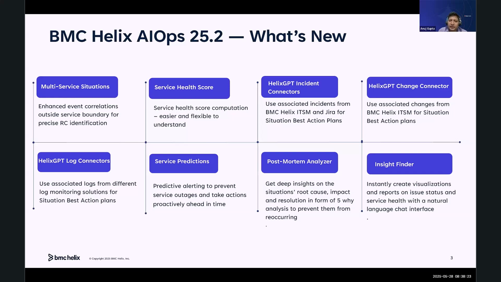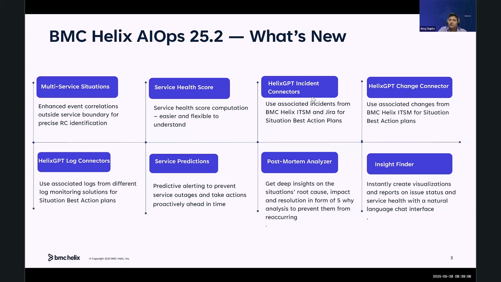Another piece is around the service health score computation. We have been looking at the node kinds and the weightages on the nodes to compute a health score. Now there's an alternate mechanism also available, which is based primarily on the severity of the events, based on which we can configure the health score and accordingly compute it for the given service. It is all configurable. Users can just select the required mechanism, and then AIOps will automatically take care of all the computation behind the scenes.